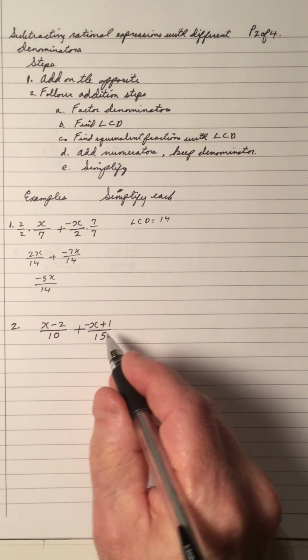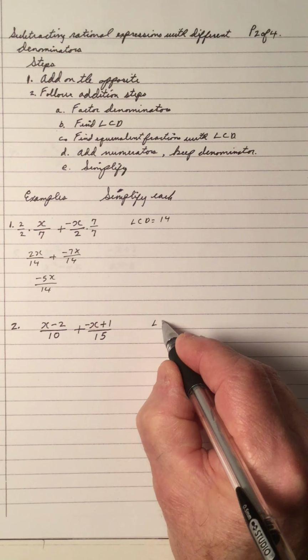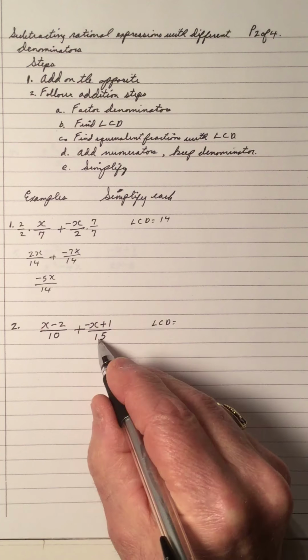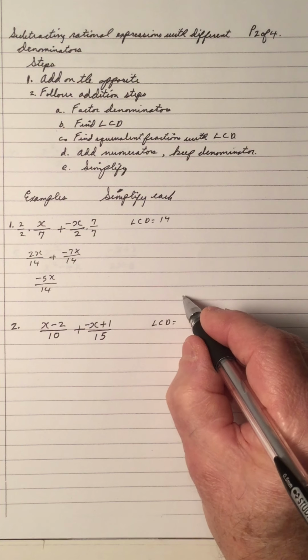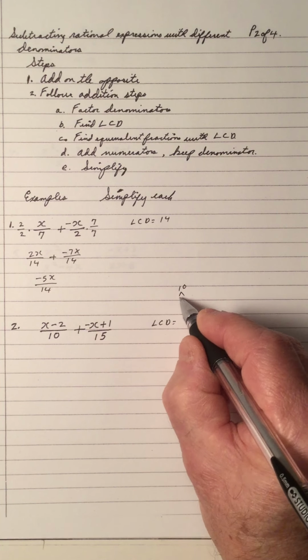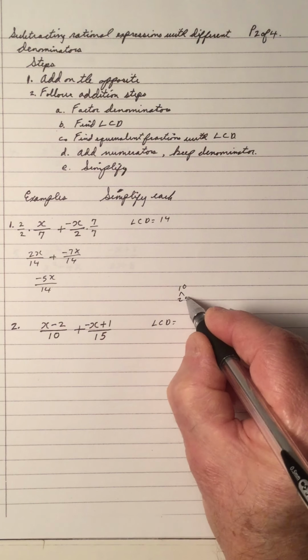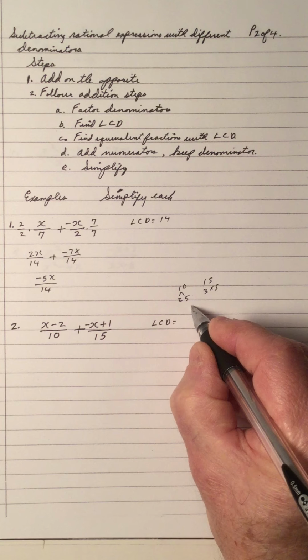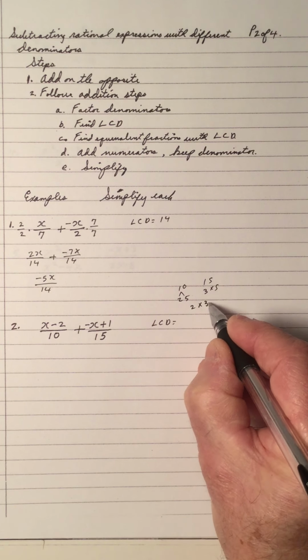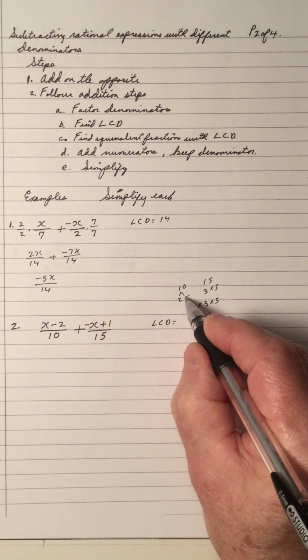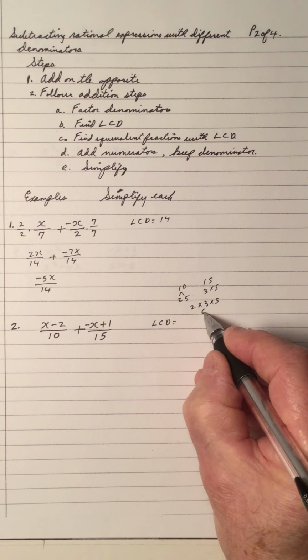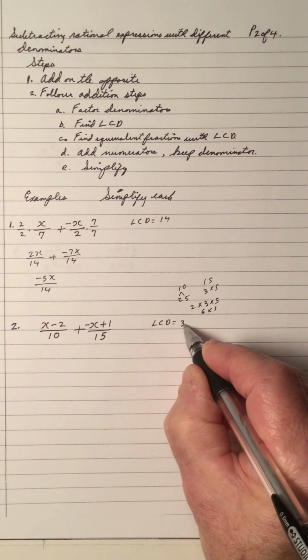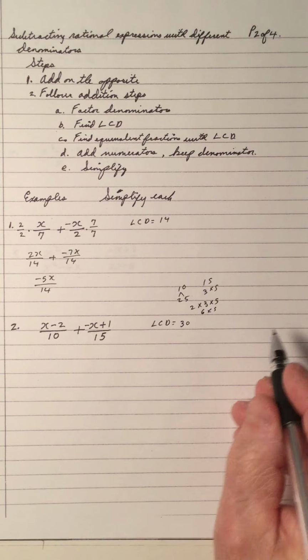That's done. Now I get a common denominator. So a common LCD for 10 and 15. Well, let's see. 10 is 2 times 5. 15 is 3 times 5. So I have a factor of 2, 3, and 5, and the highest exponent is 1. So that's 6 times 5. So the LCD is 30.